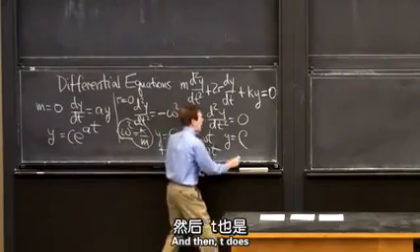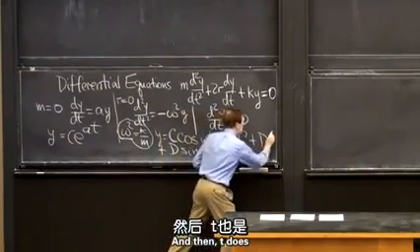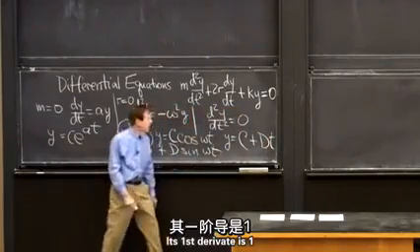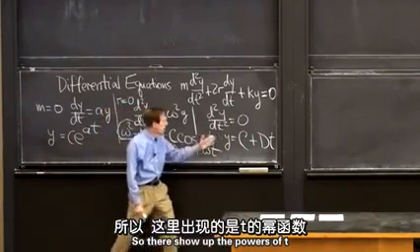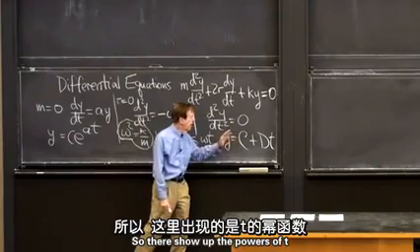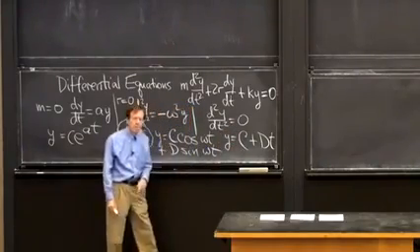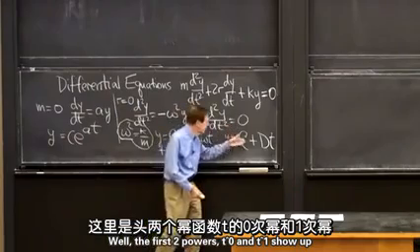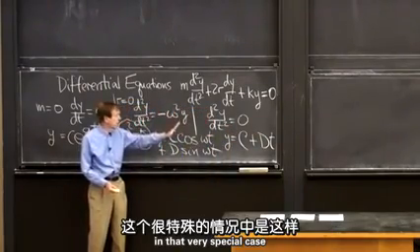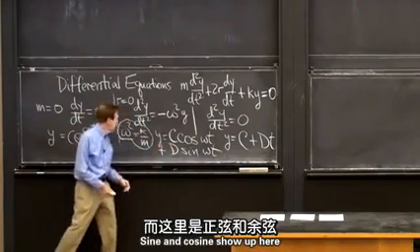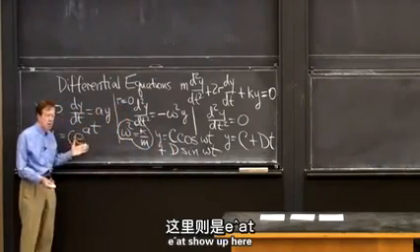And then t does. Its first derivative is 1, and then the second derivative is 0. So there show up the powers of t. Well, the first two powers, t to the 0 and t to the 1, show up in that very special case. Sine and cosine show up here. E to the at shows up here.